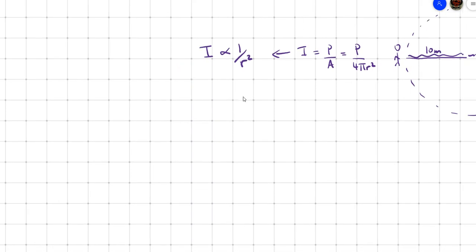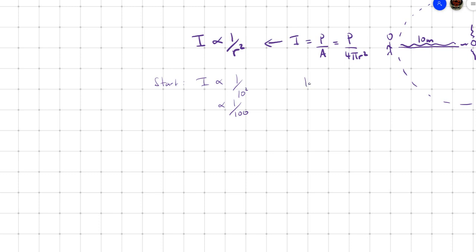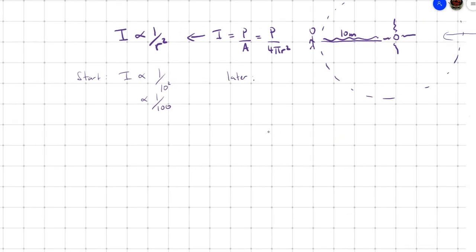Now let's take a look. Initially, at the start, the intensity is directly proportional to 1 over r squared. Now r is 10, so that's 10 squared, so therefore it's going to be proportional to 1 over 100. Now later on, what happened is the intensity has gone down by a half. So therefore we know that the relationship is this one.